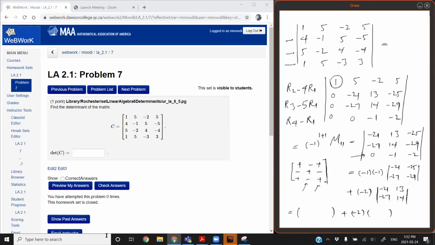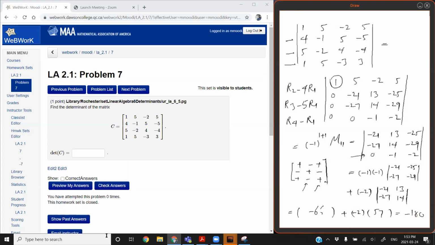okay, I'll use my calculator for this. I have 21 times 29 minus, open brace, 25 times 27, close the brace, equals minus 66. Negative 2 times, for this one, I have 21 times 14 minus, open brace, negative 27 times 13, close the brace, 57. 57 times minus 2 minus 66. I got minus 180.